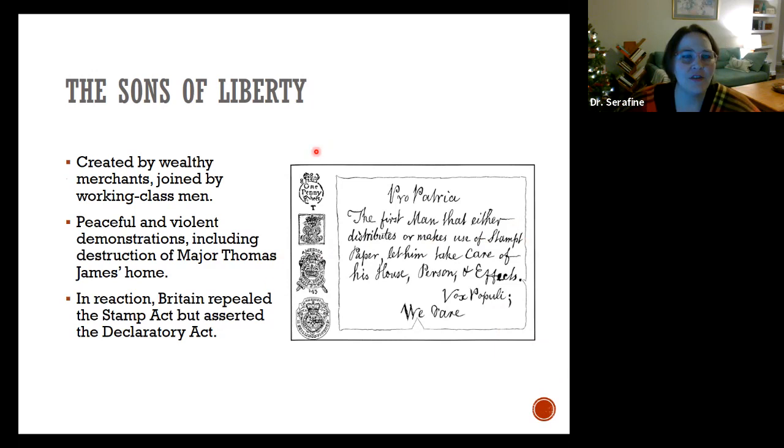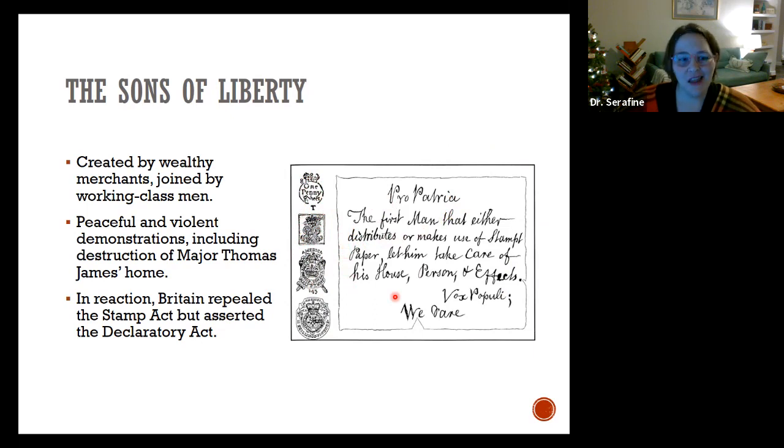If we look here, this is a poster put up by the Sons of Liberty. These are examples of the stamps that are under the Stamp Act. The Sons of Liberty did not dutifully go and get it stamped. These are just examples of this is what we're looking for. Pro patria, the first man that either distributes or makes use of stamped paper, let him take care of his house, person, and effects. Signed, Vox Populi.